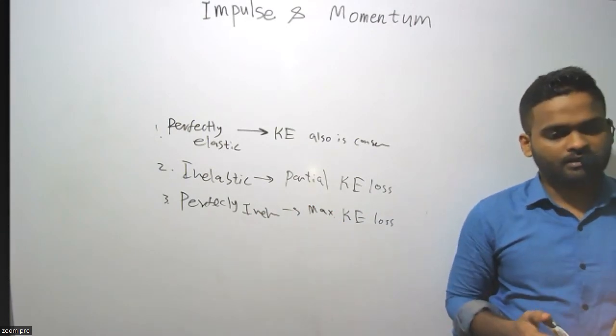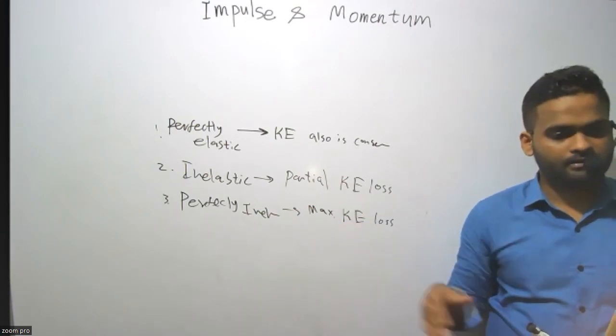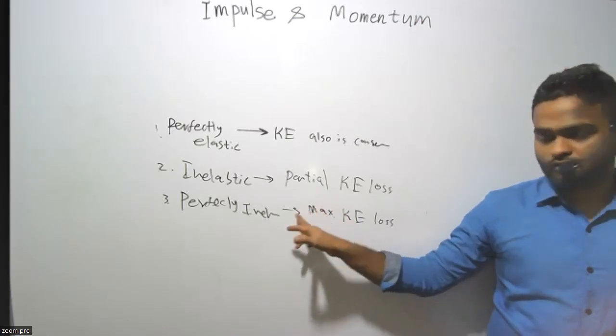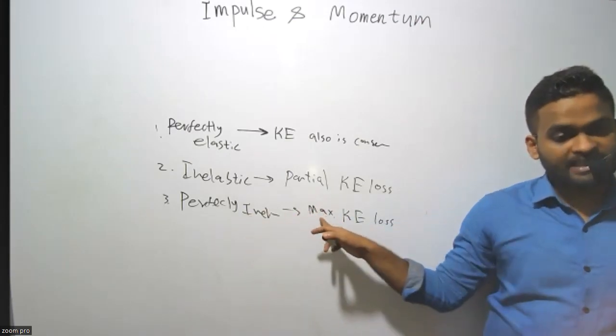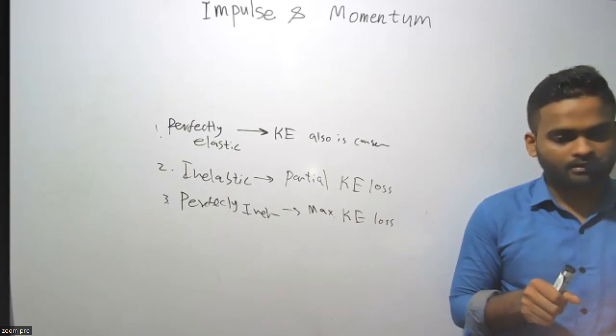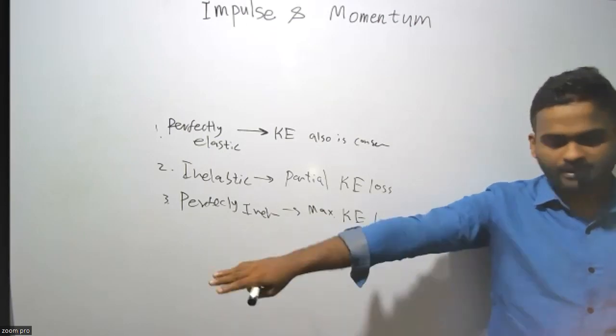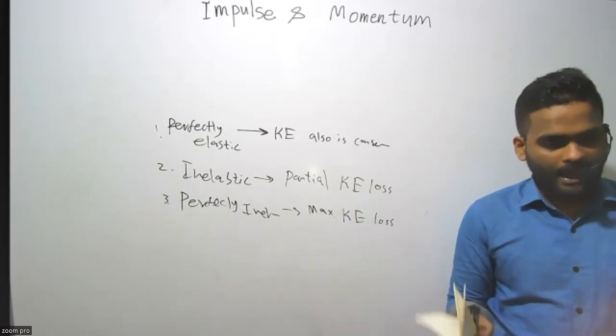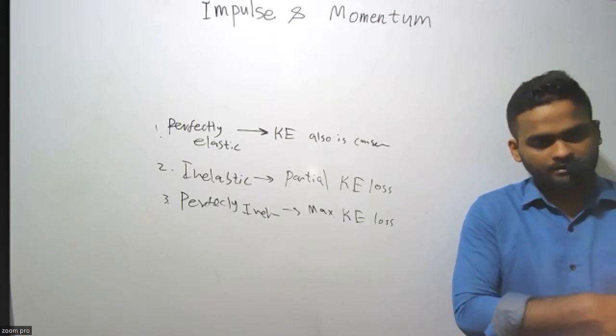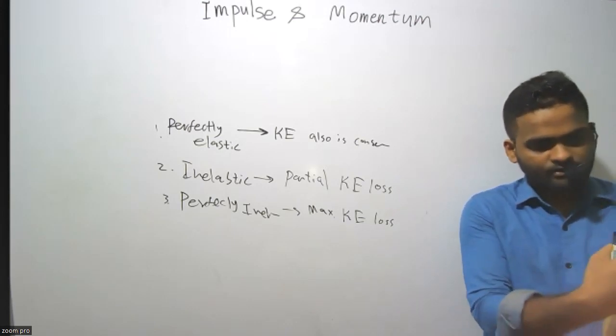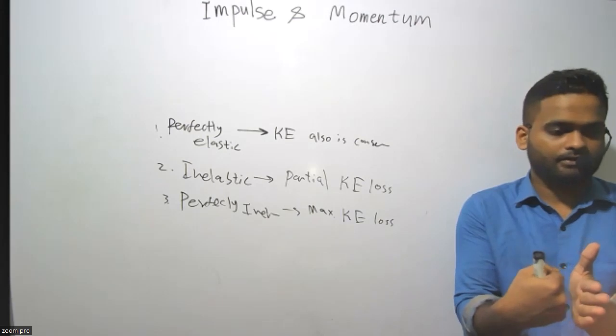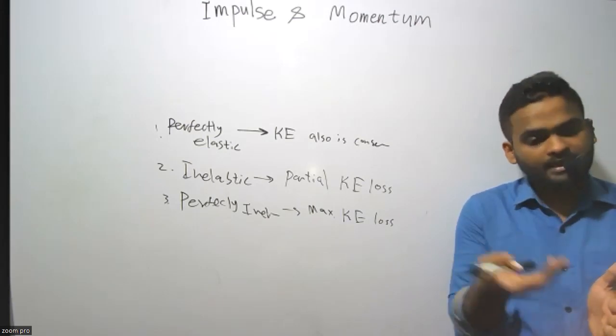So what are the examples? Just take it down first. What is an example for a perfectly inelastic collision? You throw an object towards a wall, and the object hits the wall and attaches to the wall. So that is one example. The total kinetic energy becomes 0 there.